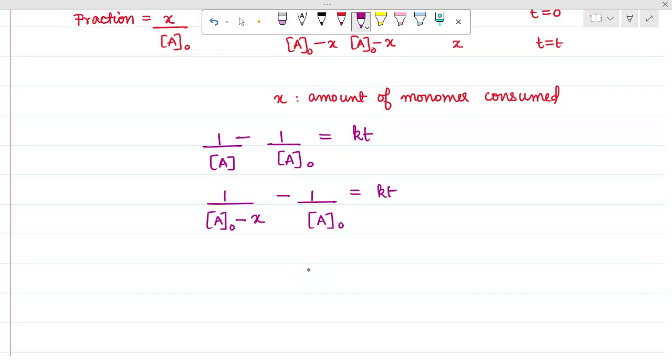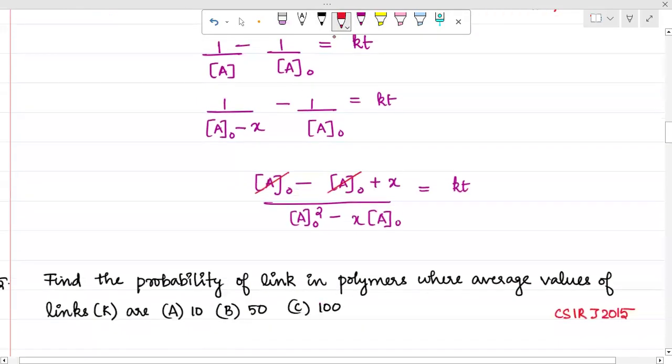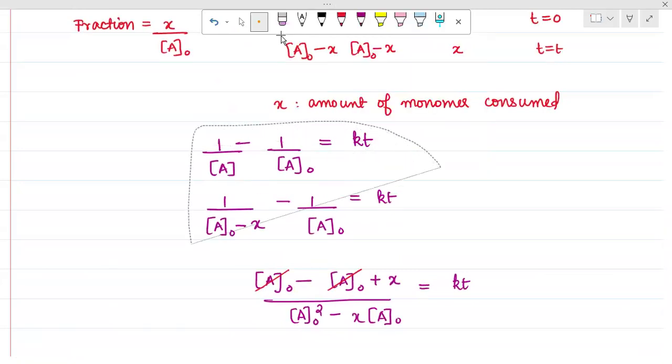So if I cross multiply, take the LCM on the left: A naught minus A naught plus X by, I'll have to take the product, right? A naught square minus X A naught is equal to kt. Now, A naught minus A naught gets cancelled. I'll write it towards the right side.